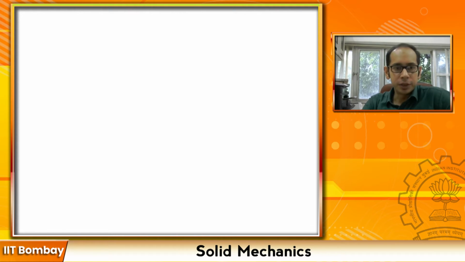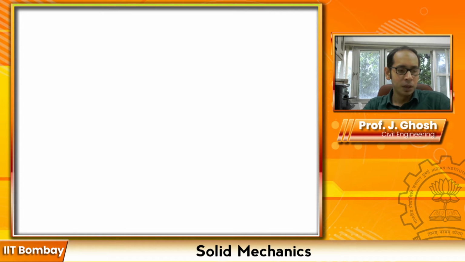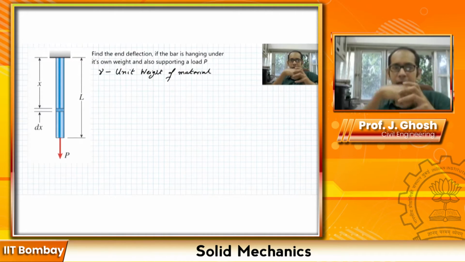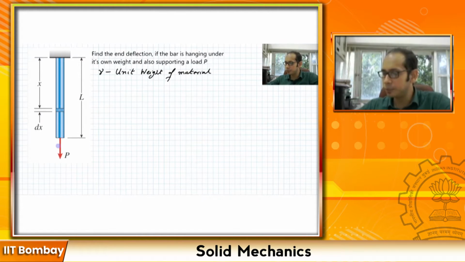Now that we have understood the non-uniform axial loading, we will go ahead and solve a particular problem. The problem that you have over here is a bar which is hanging from the top. It is clamped at the top over here and it is being pulled by a force P. But unlike the problems which we looked at, this bar now has some amount of self-weight, right?